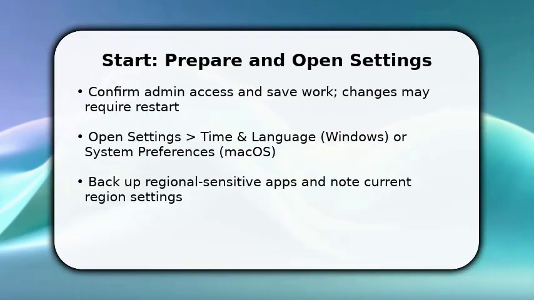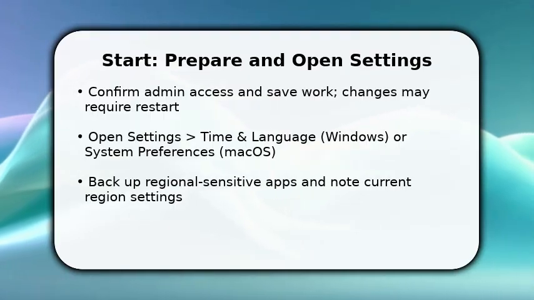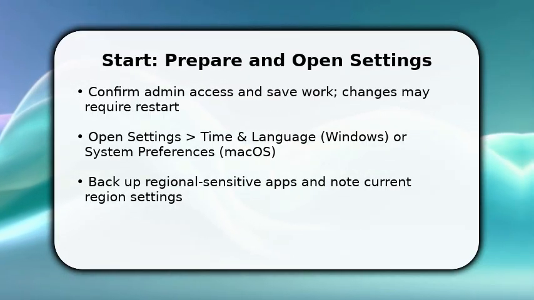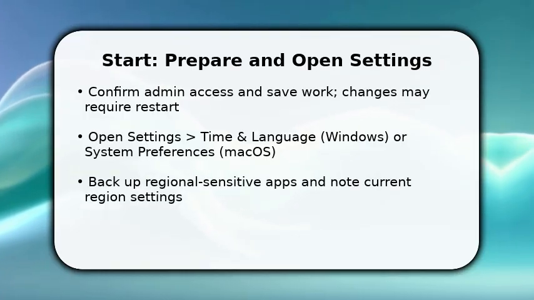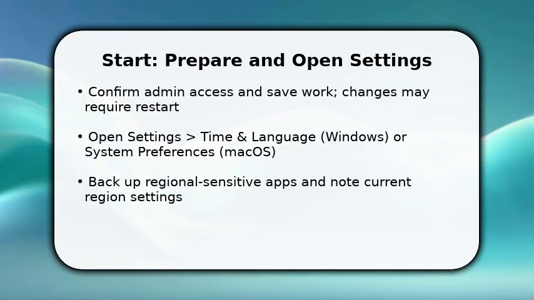You begin by confirming you have administrator access and saving any open work. Changing region can prompt restarts or app relogins. Once done, open settings then time and language on Windows, or system preferences then language and region on Mac OS.